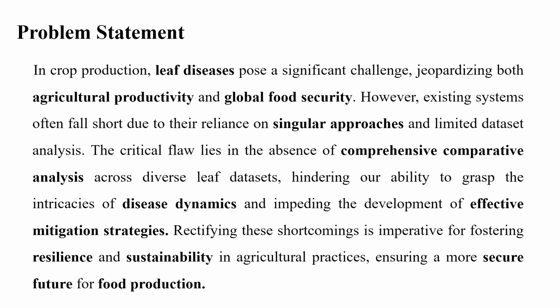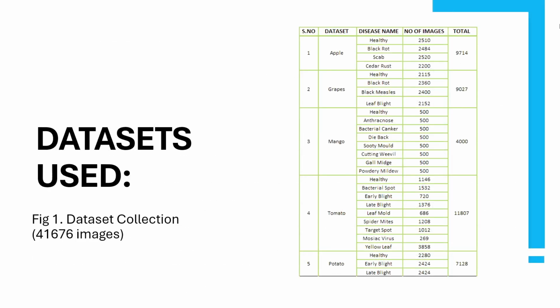So we have designed our system in such a way that we made a comparison of four algorithms individually, which are support vector machine, convolutional neural network, k nearest neighbor, and decision tree, to identify a specific disease of a specific leaf. And these are the datasets which we have gathered for our analysis.